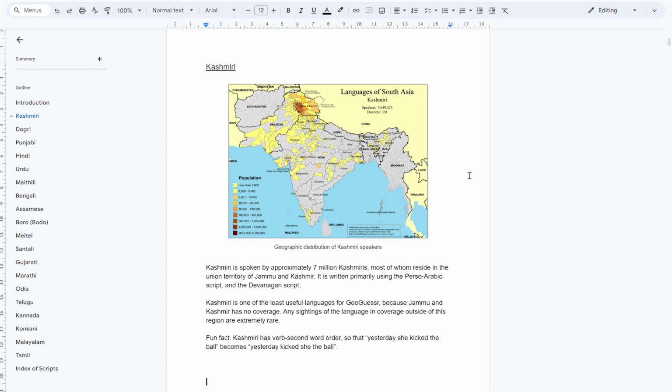Kashmiri is primarily written using the Perso-Arabic script, which looks like a lot of other Arabic scripts, and the Devanagari script, which we'll see a lot of later in this document. The Devanagari script is like the default Hindi script, but it's used to write a bunch of other languages as well. Kashmiri, unfortunately, is one of the least useful languages of GeoGuessr because Jammu and Kashmir has no coverage.